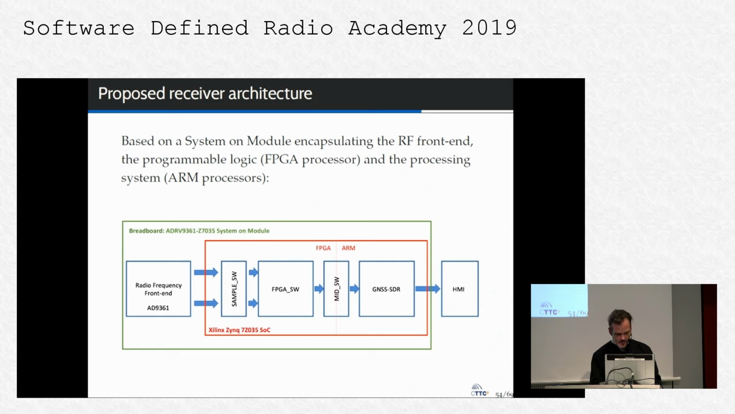We need to change the structure a little bit. This is the proposed receiver architecture, in which we have an integrated circuit, which is a radio frequency front end, and then inside of a Xilinx Zynq processor, we have the processing part in the FPGA, and the rest is running in an ARM device. So this is the architecture for the embedded system.